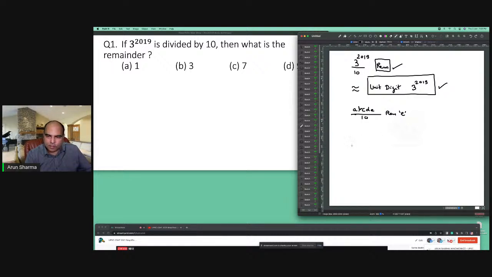So unit digit का logic बहुत simple है. इसको तुमको convert करना पड़ेगा. You have to convert this to the remainder of 3 cube or unit digit of 3 cube. That's it. Why 3 cube? This is because 3 has a cyclicity. 3 के powers have a cyclicity of 4 unit digits.